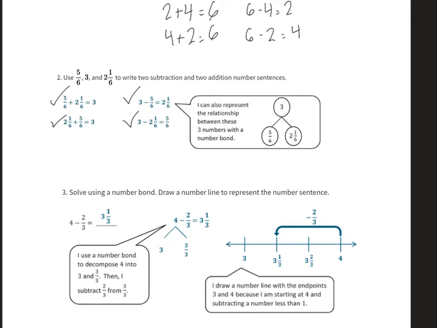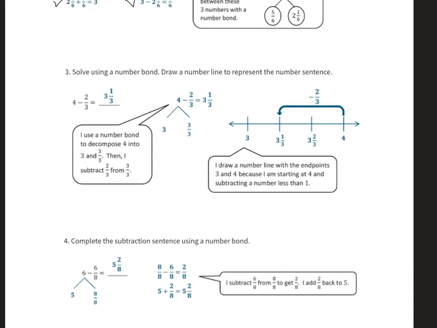All right, so our next strategy, they gave you lots of strategies here, is solving using a number bond and a number line, okay? So essentially what we're doing here is we're going to take that whole number and we're going to break it up so that I have another fraction that I can subtract the fraction from. So here they said, okay, I have 4 minus 2/3 right here. That's what I want to solve. So they rewrote this out and they said, okay, 4 minus 2/3.